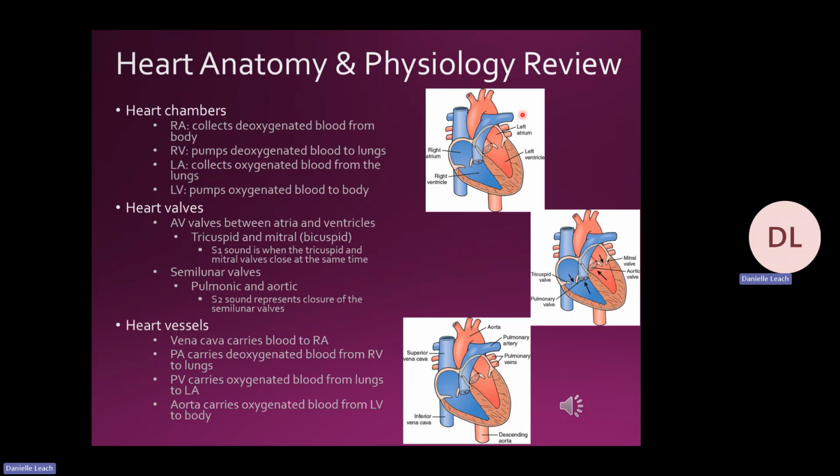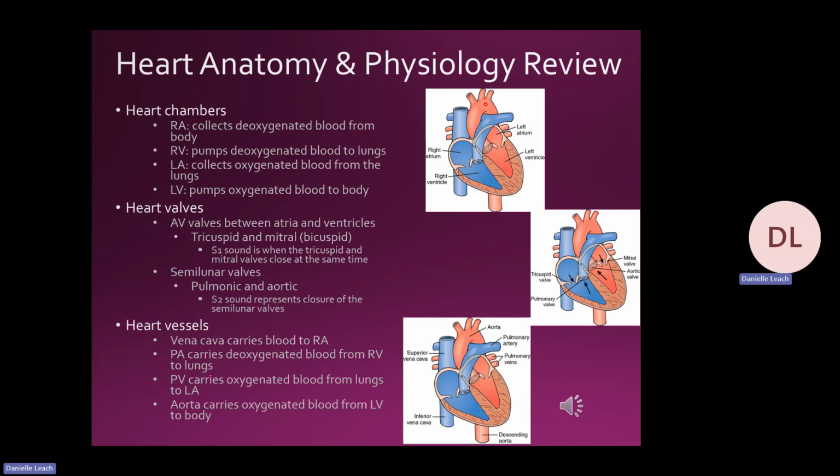blood. On the way back from the lungs, going on the pulmonary veins, these little red guys over here, the oxygenated blood is then going to be collected into the left atrium coming from the lungs. Next, we're going to go into the left ventricle, where the left ventricle is going to pump the oxygenated blood through the aorta and to the body.